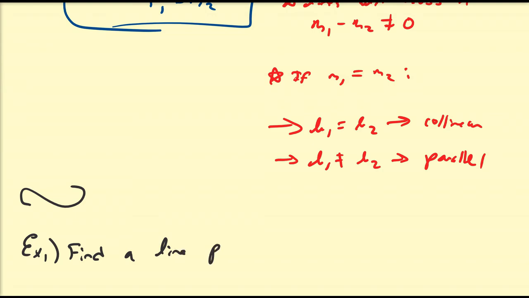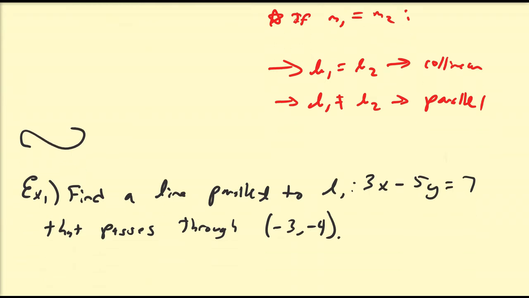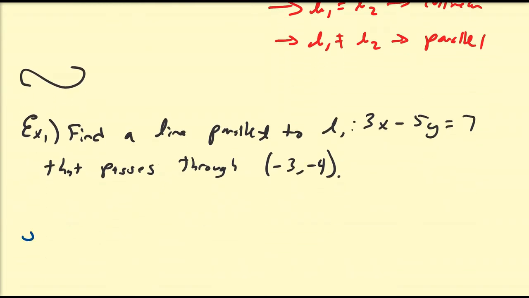Find a line parallel to L1, 3x minus 5y is equal to 7, that passes through the point (-3, -4). So solution, let's consider line 1 here. So 3x minus 5y is equal to 7.